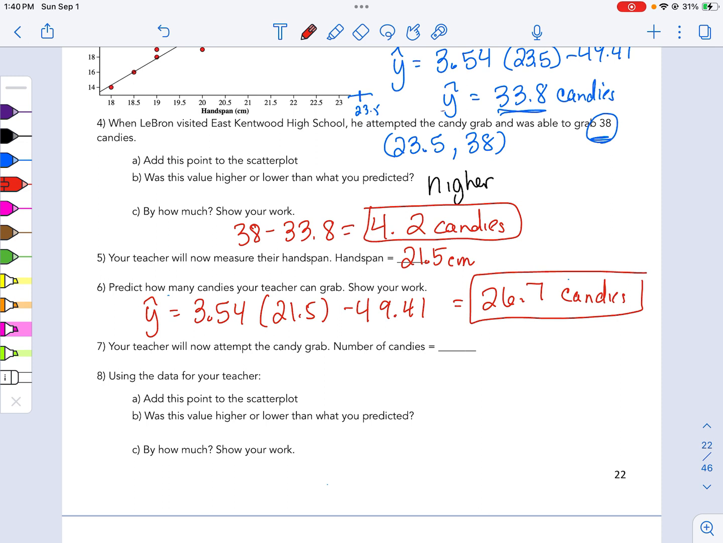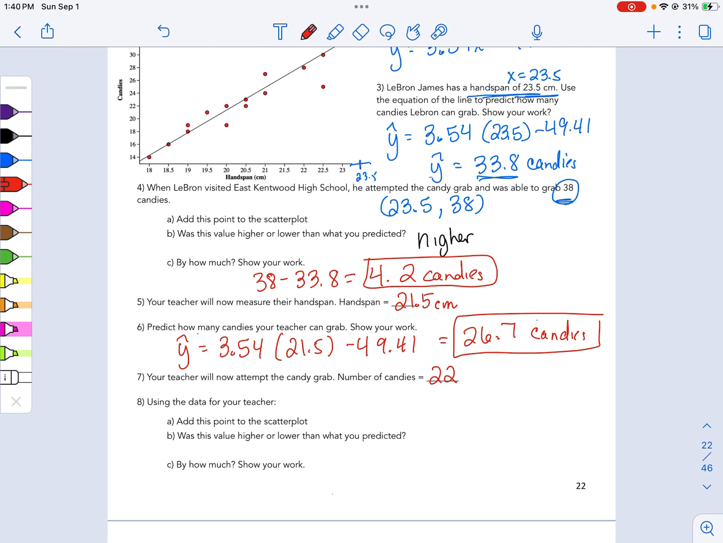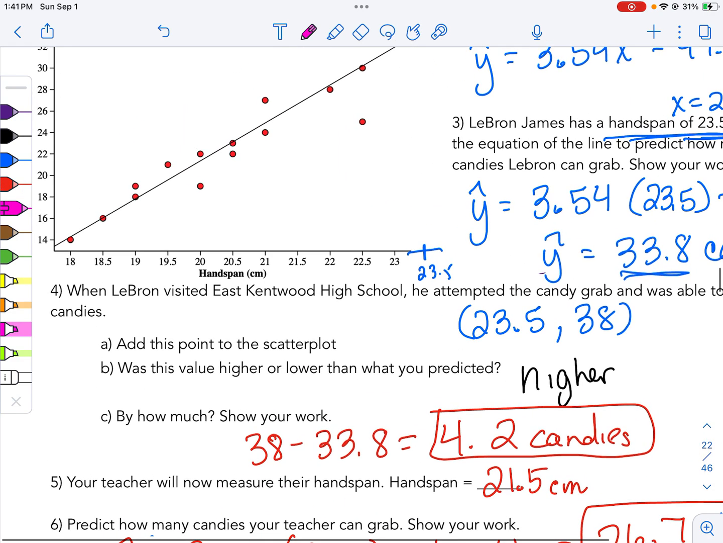All right, after you guys left yesterday, I went ahead and tried this, and I was only able to grab 22. I didn't try it again. I just went with the original grab that I had. So using that data, I know that my hand span is 21.5, and I was only able to grab 22 candies. Let's do the same thing this time and put my point on there. I'm going to go to 21.5 and go up to 22, which is about right there.